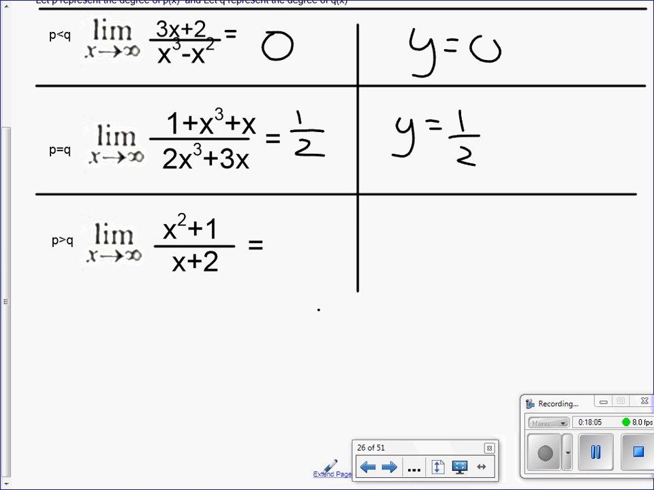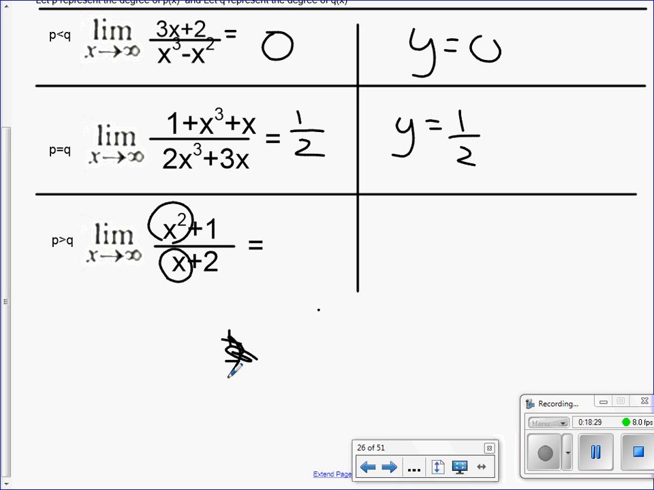But the way you determine which, when the degree of top is greater, the answer will always be either positive or negative infinity. You look at the sign of the leading term. Either positive over positive or negative over positive. So the answer will always be positive or negative infinity when the degree of top is greater.